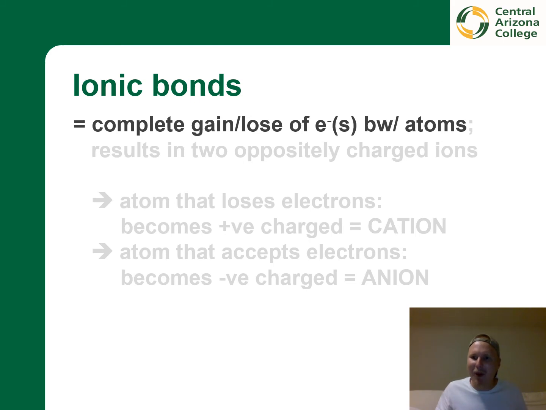So, ionic bond refers to the complete transfer of valence shell electrons between 2 atoms. And this has some further consequences, which we will look at in a moment. But let's first see this concept with an example.